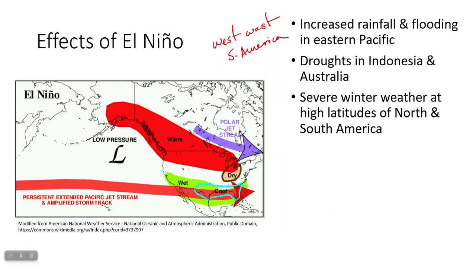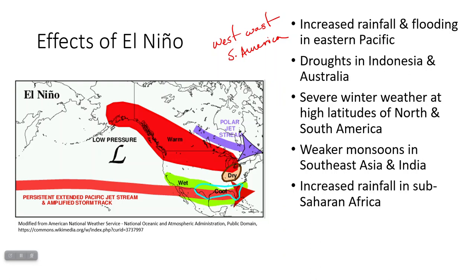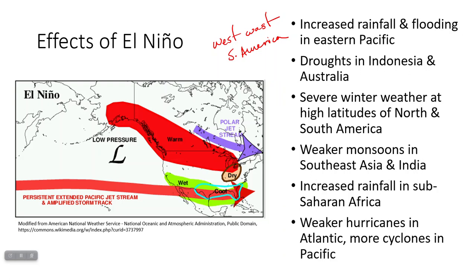You tend to have, at the higher latitudes of both the North and the South Hemisphere in North and South America, more severe winter weather those years. Weaker monsoons in Southeast Asia and India, which can be a problem because they rely on those yearly seasonal monsoons to come in and drop a lot of water. You can have some increased rainfall in sub-Saharan Africa, which can be useful so that those people in those regions can grow more food. And then you tend to have weaker hurricanes in the Atlantic, but more cyclones in the Pacific.